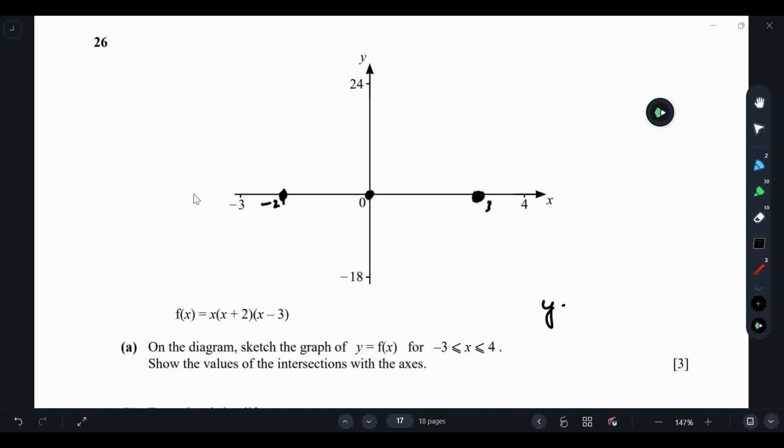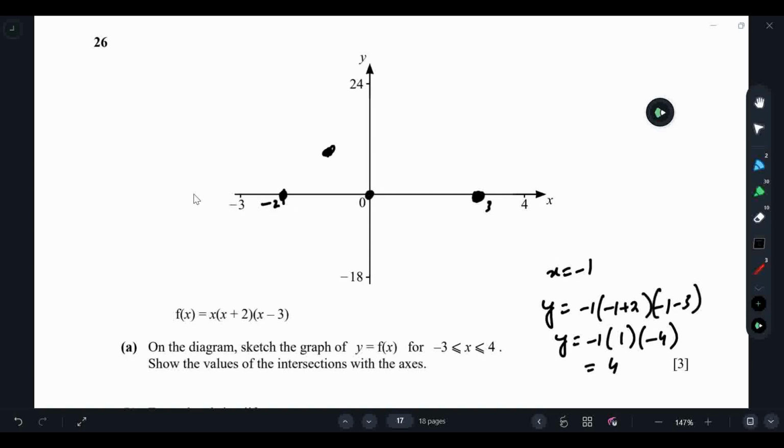So y is equal to, we are finding the value for -1. This will be -1 into -1 plus 2 and -1 minus 3. So y is equal to -1 into 1 into -4. So we can see that the answer is +1. So for the sketch graph, this will be like over here.